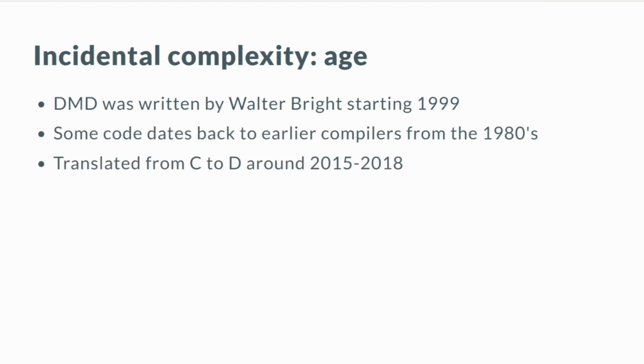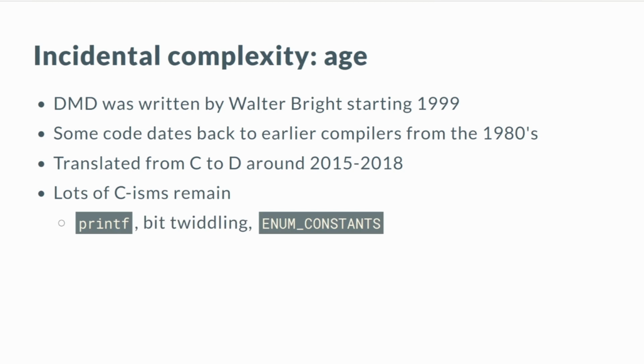And even though it's all been translated to D as of 5 years ago, a lot of old C-isms remain in there. For example, the use of printf style format strings and zero terminated strings, bit twiddling using bitwise operations to manipulate bit fields, and old style capitalized enum constants. There have been efforts to refactor and modernize the codebase, but there's still just a lot of technical debt.